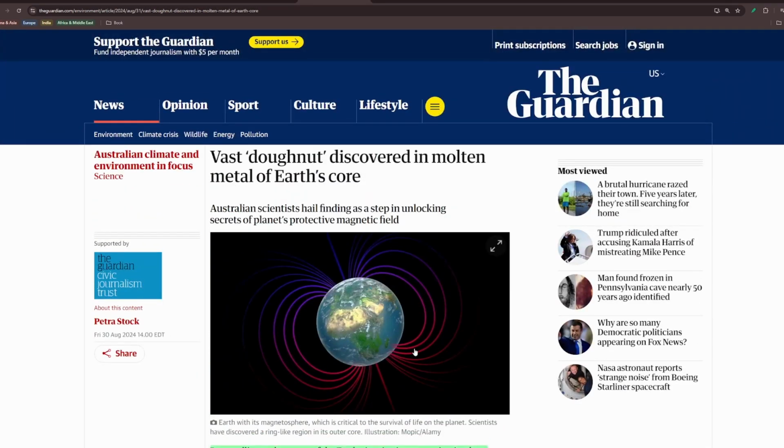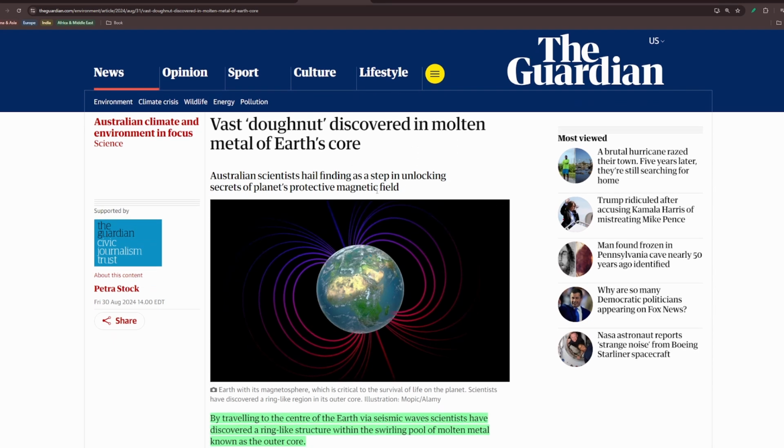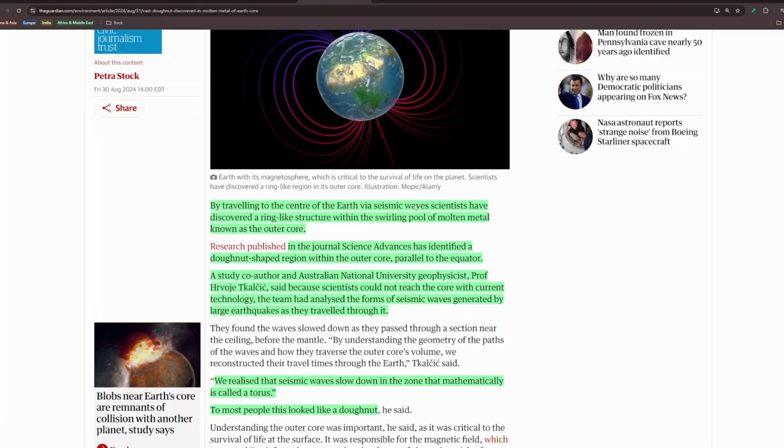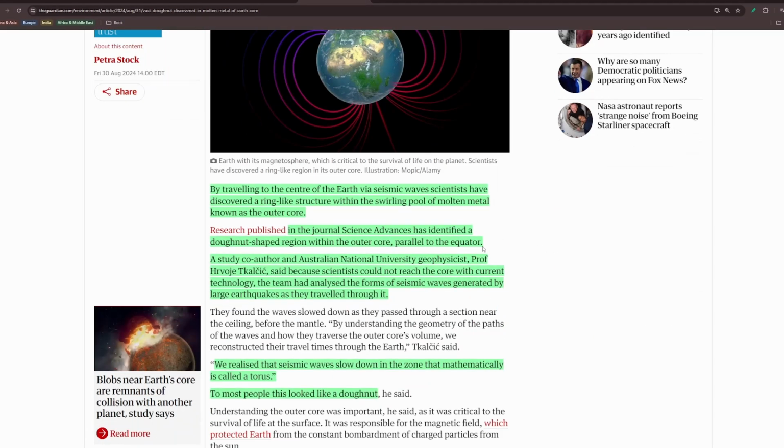So we'll go on to Earth here. Vast donut discovered in molten metal of Earth's core. Australian scientists hail finding as a step in unlocking secret of planet's protective magnetic field.